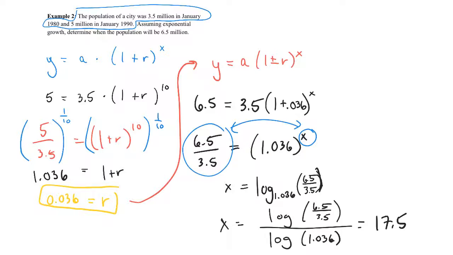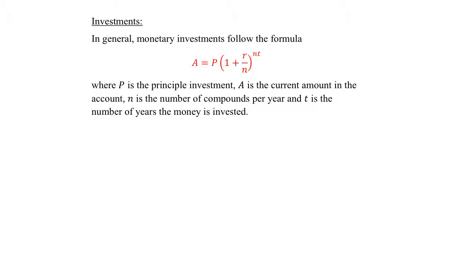So anyway, July 1997 is our answer here. Okay, July 1997. Let's go on. Investments. So we're going to talk about investments next. We'll do 2 problems, and then we'll go into a little bit of half-life and doubling time. Investments are very, very similar, but they use a specific formula.